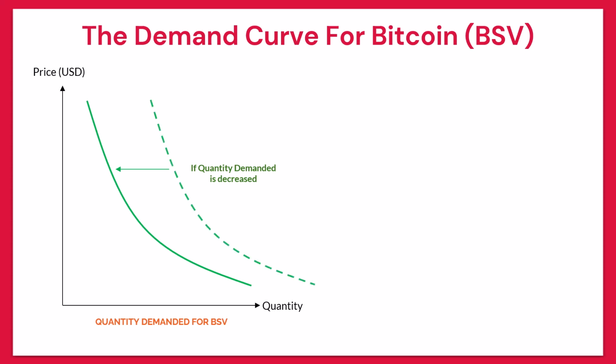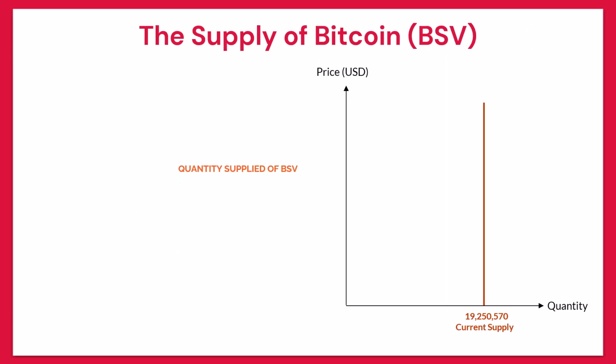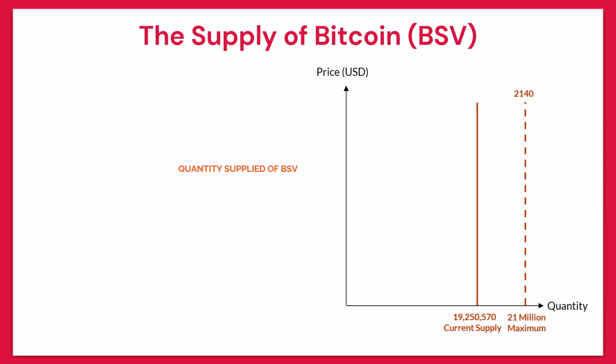Let's now look at the supply of Bitcoin. Just before Bitcoin was released in 2009, the supply of Bitcoin was 0. After Bitcoin's first release, Bitcoins were distributed with every mined block added to the Bitcoin blockchain. About 19 million BSVs are already in circulation at the time of making this video. And if Bitcoin is still around in 2140, the last Bitcoin will have been distributed and all 21 million Bitcoins will be circulating in the global economy.